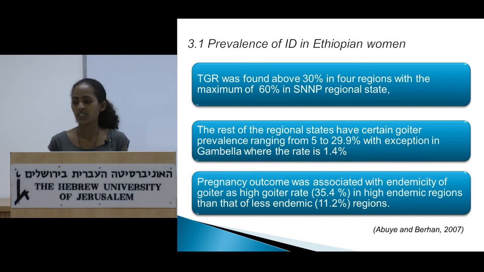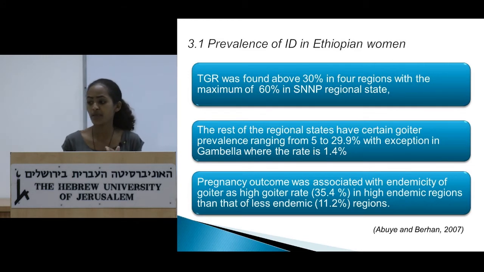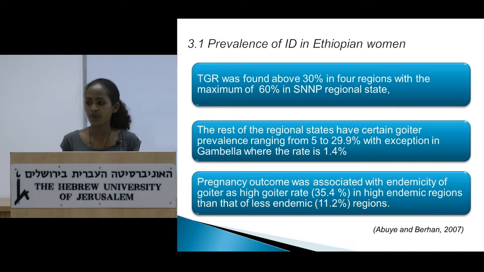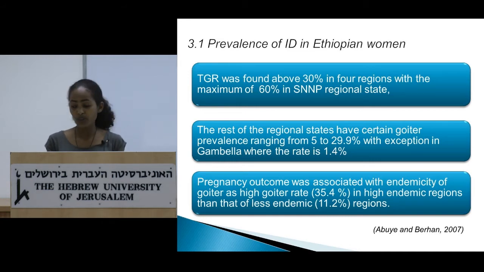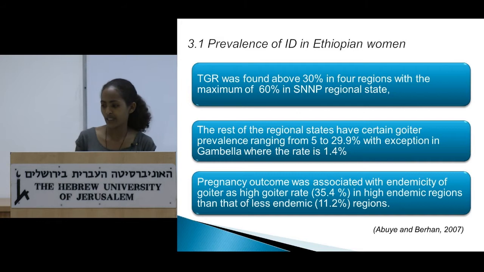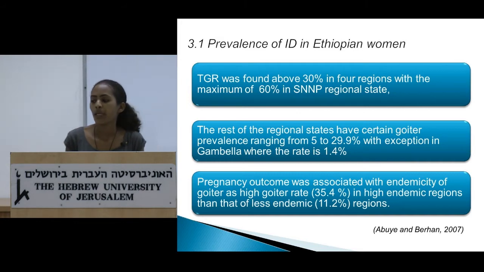In addition to this, in this study, they tried to see the association between pregnancy outcomes and intensity of goiter. At a national level, pregnancy outcomes like stillbirth and miscarriage were 35.5% in the high endemic region, and 11.2% in the less endemic region.